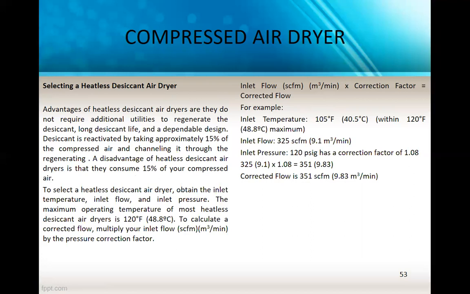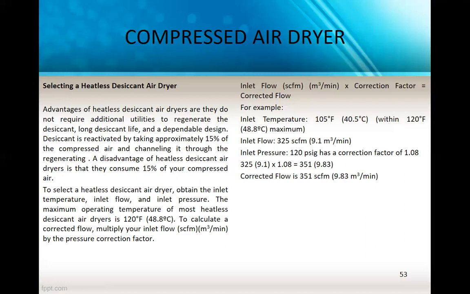Kasi wala kang kuryente. To select a heatless desiccant dryer, obtain the inlet temperature, inlet flow, and inlet pressure. The maximum operating temperature of most heatless desiccant air dryers is 120 Fahrenheit. To calculate a corrected flow, multiply your inlet flow by the pressure correction factor. So the inlet flow times the correction factor is the corrected flow. For example, inlet temperature is 105 Fahrenheit, that is within the 120 Fahrenheit maximum. Inlet flow is 325 SCFM. Inlet pressure is 120 PSI gauge, a correction factor of 1.08. So therefore, 325 times 1.08 is 351.